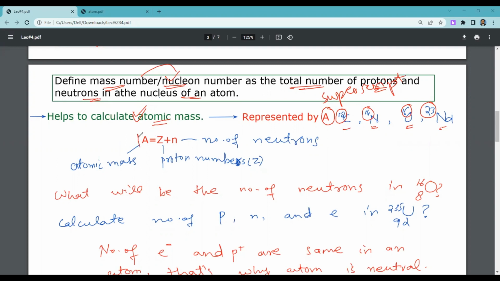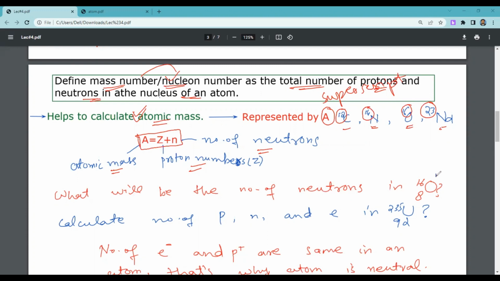Here is the formula for calculating atomic mass. A is equal to Z plus N. Here N is the number of neutrons, A is atomic mass and Z is the protons number. In other words, the number of electrons or number of protons.